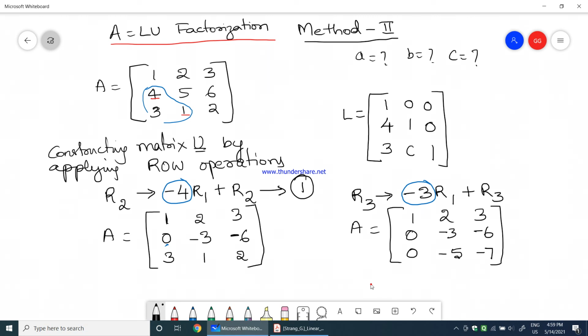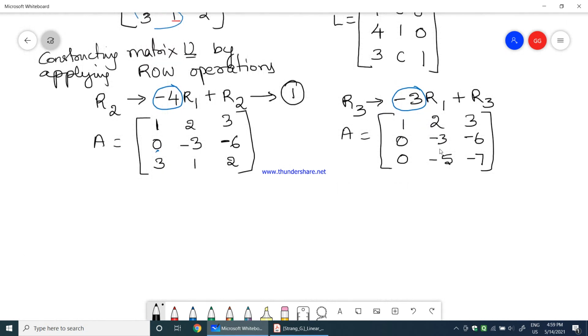I need to make this -5 become 0. So I can only play with these two rows now, because here it is 1, and if you try to make any manipulation with this row 1, then these two zeros will get altered. Means 0 will not be there if you do any operation with row 1 now. So you need to do row operation with the second row and third row. So how will I do that? I need this -5 to become 0.